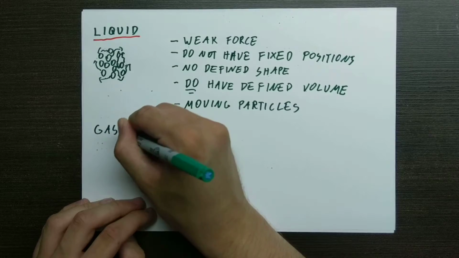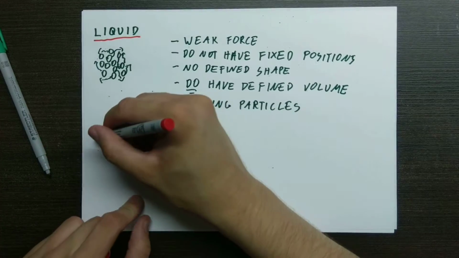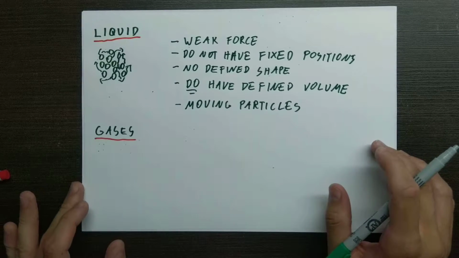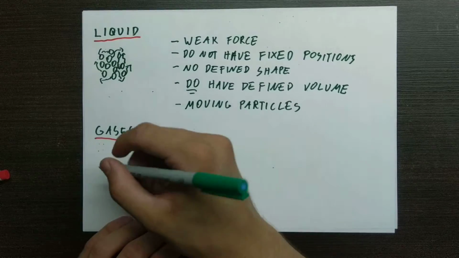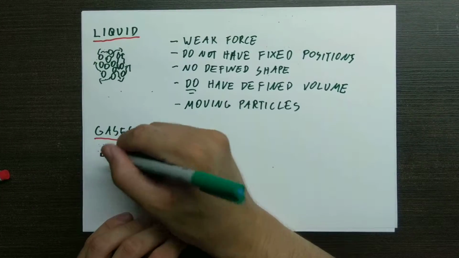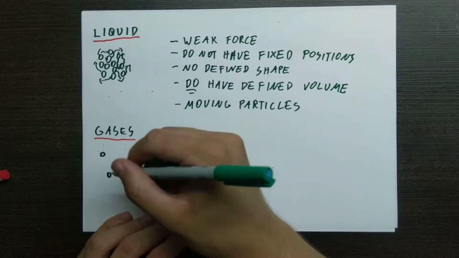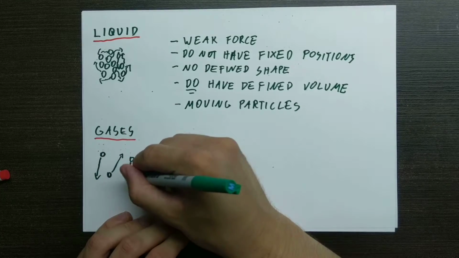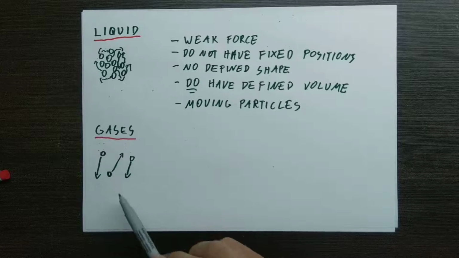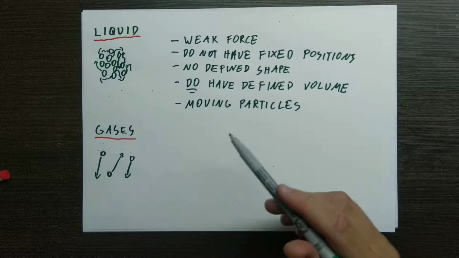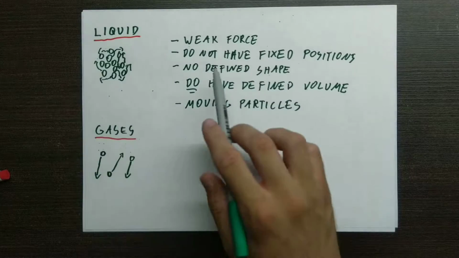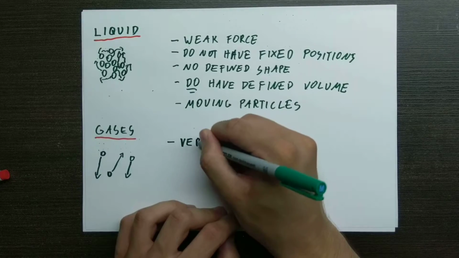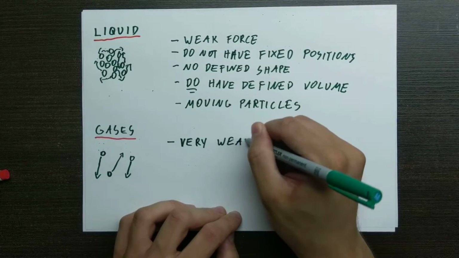So gases. Okay. So that's the final state of matter we need to look at today. Now, with gases, the molecules are very far apart from each other, and they move in straight lines. So, why are they very far apart? Because that additional energy allowed us to overcome those weak forces in the liquid, and now gases are held by very weak force.